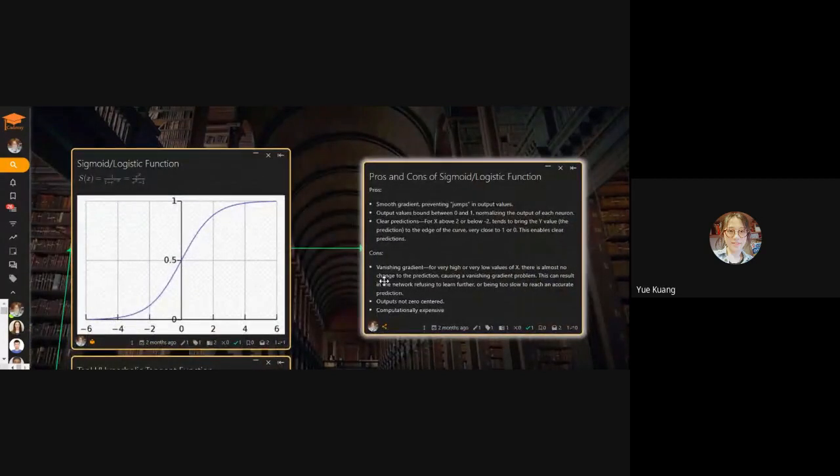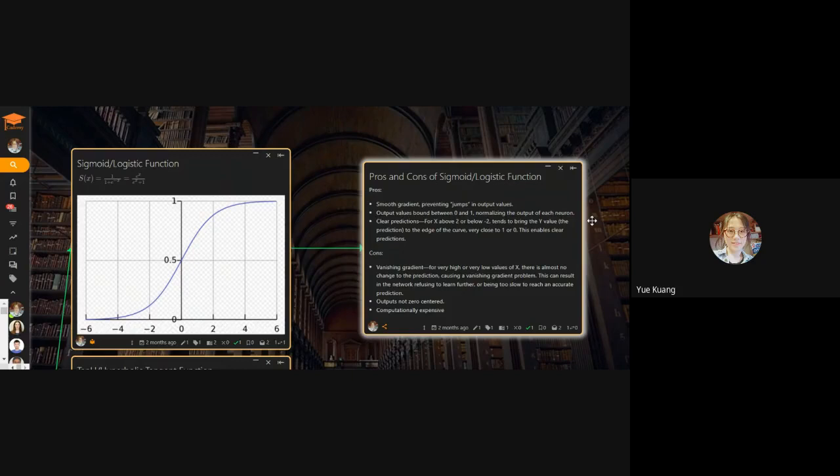Okay. So you can see here is the sigmoid function, and here are the pros and cons of this activation function. The pros are that it has smooth gradients, which can prevent jumps in output values, and the output values are bound between 0 and 1, which can normalize the output of each neuron, and it gives clear predictions: for x above 2 or below -2 it tends to bring the y value to the edge of the curve, very close to 1 or 0, and this enables clear predictions.